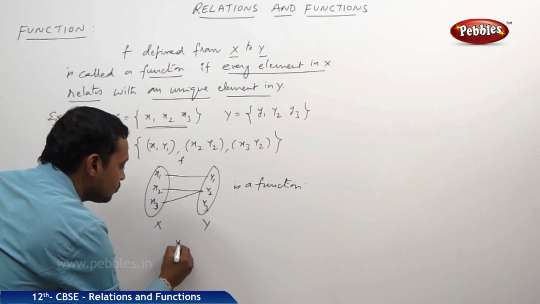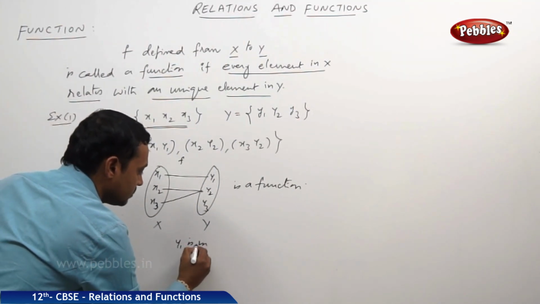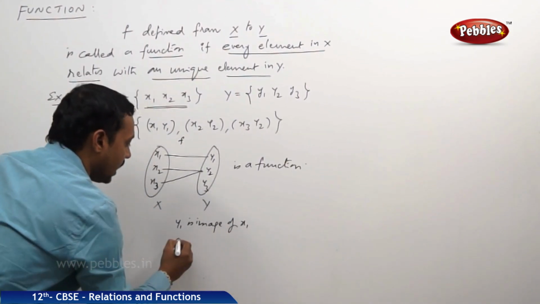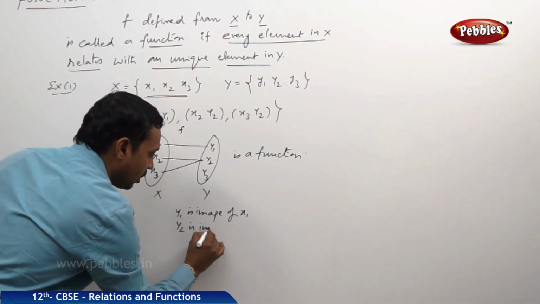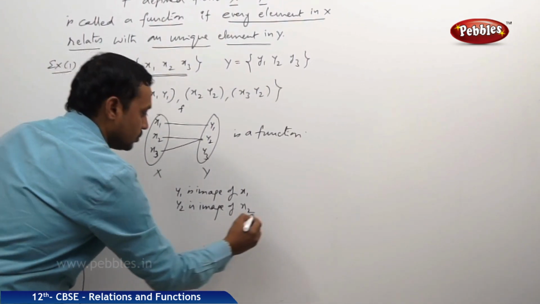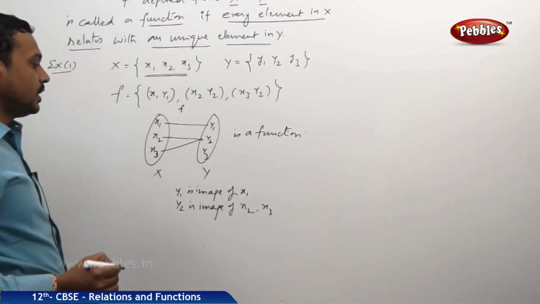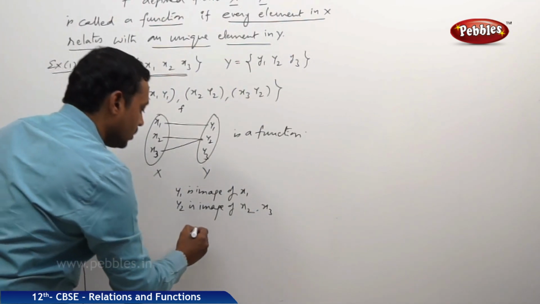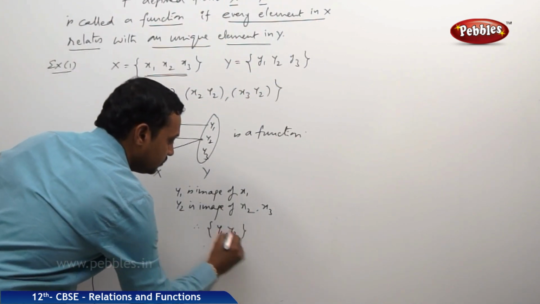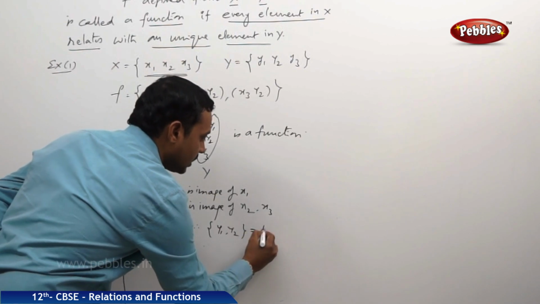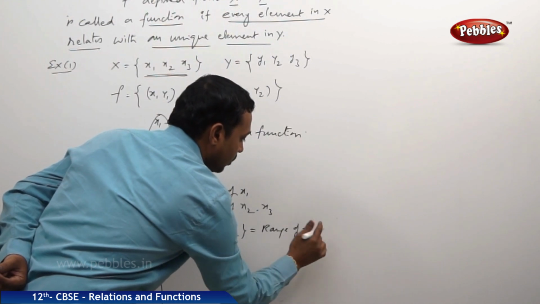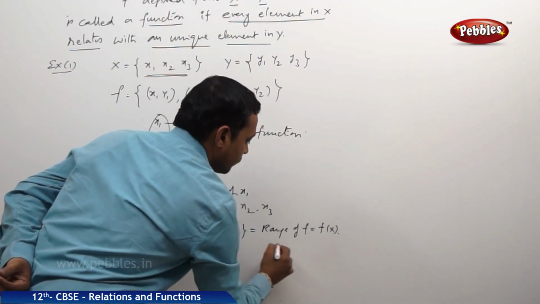Here, y1 is the image of x1, and y2 is the image of x2 as well as x3. Therefore, the set of images, that means y1, y2, is called the range. It is the range of f, denoted by f of x.